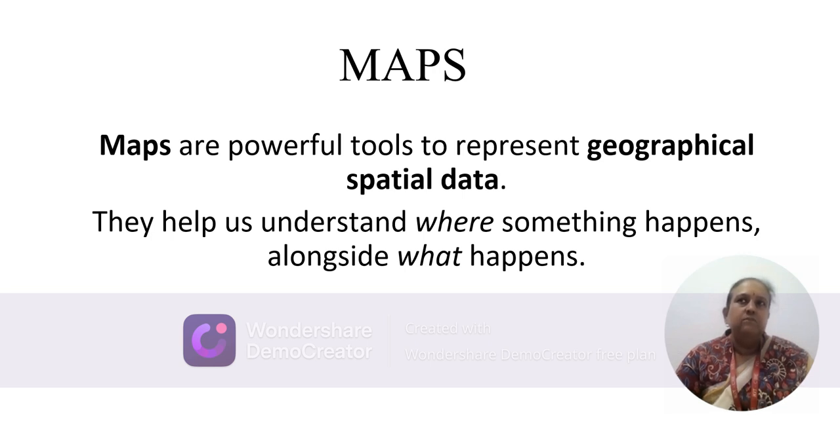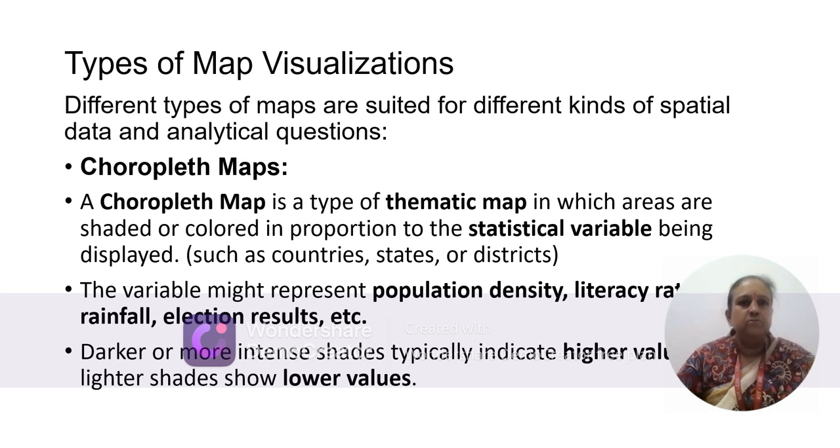For example, when maps are used in weather forecasting, it is very easy for a layman to understand, looking at the map, which region is forecast to get rain and where the rain is higher or lower. So, in this way, maps are very helpful and very easy to understand. Now, let us look into the types of maps in data visualization. Different types of maps are suited for different kinds of spatial data and analytical questions. So the first type is choropleth maps.